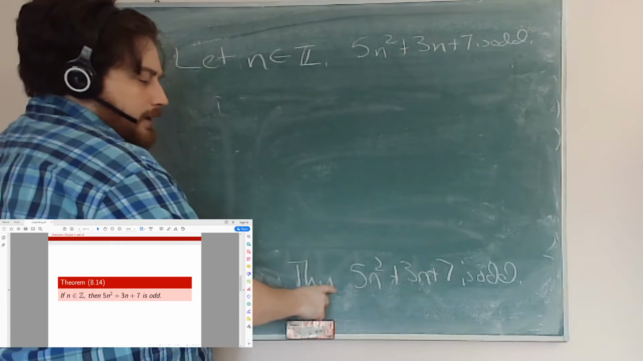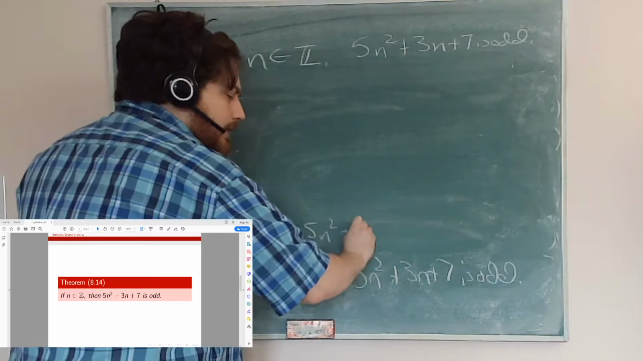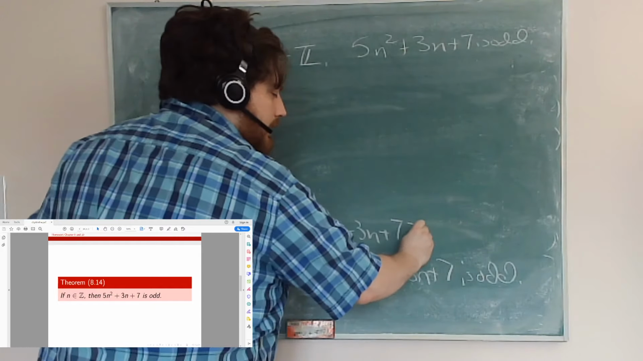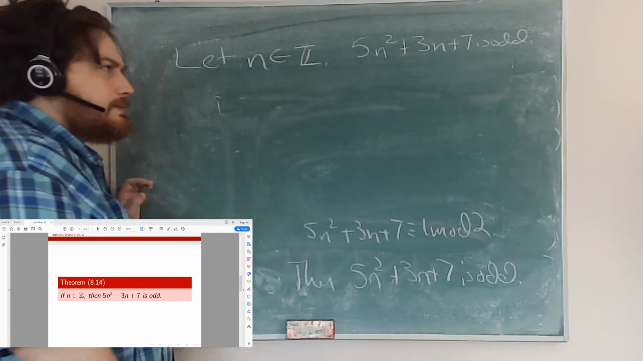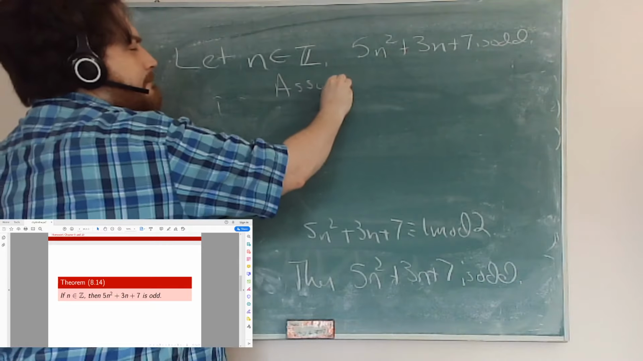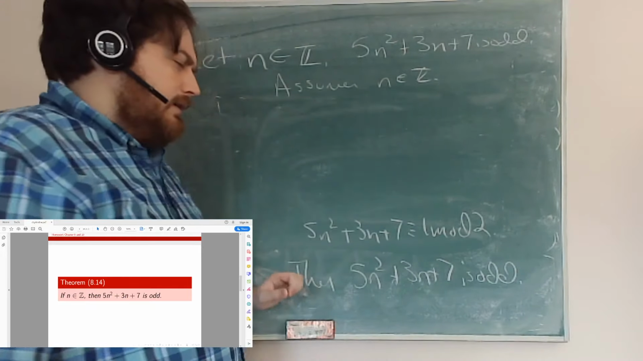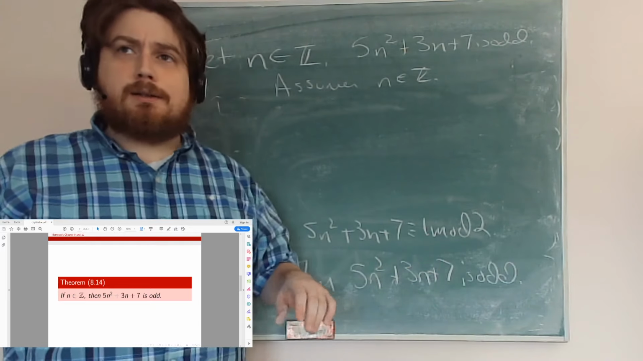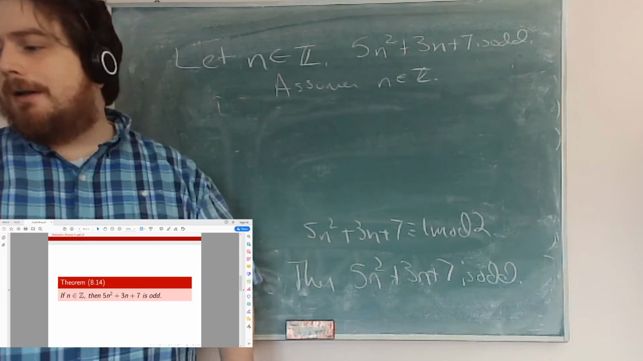So I'm going to say that saying that this is odd is equivalent to saying that 5n squared plus 3n plus 7 is congruent to 1 mod 2. Now, I just picked that one because I like it. If you liked one of the other ones, you can pick those. There's nothing wrong with that.